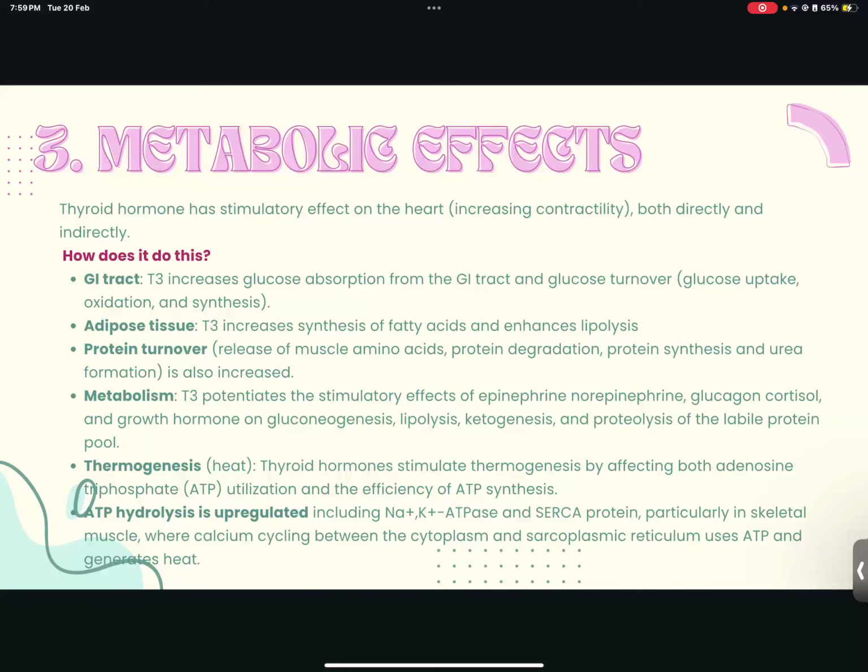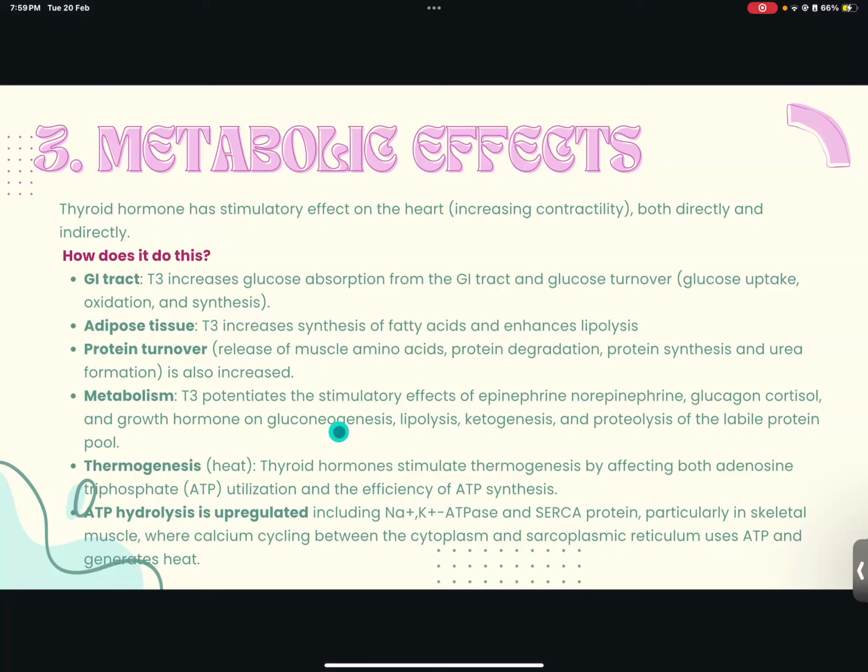So basically what thyroid hormone does is to increase glucose levels in your blood. Also, in adipose tissue and fat tissue, T3 will increase the synthesis of fatty acids, and it'll also increase lipolysis. So it's going to increase the breakdown of fats. And also, it's going to increase protein turnover, which means more protein degradation, more protein synthesis, and urea formation. So a lot of protein synthesis and degradation is going to happen as a result of thyroid hormone stimulation.